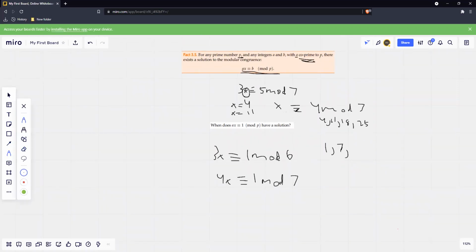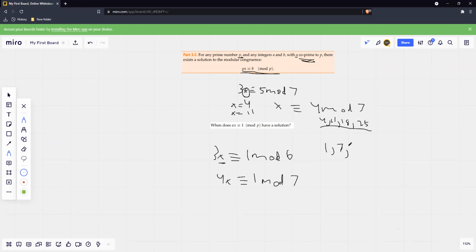And what I said here is that X is congruent. I just made a solution up: if X equals 4, then this congruence is true because 12 is congruent to 5 modulo 7. And you can also try all these values out for X and see how it works. So when does AX congruent to 1 modulo P have a solution is what we're working on. So we are trying to find a solution. So this basically says that 3X is congruent to 1.